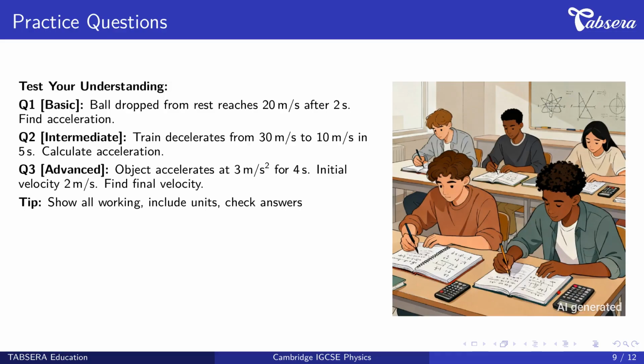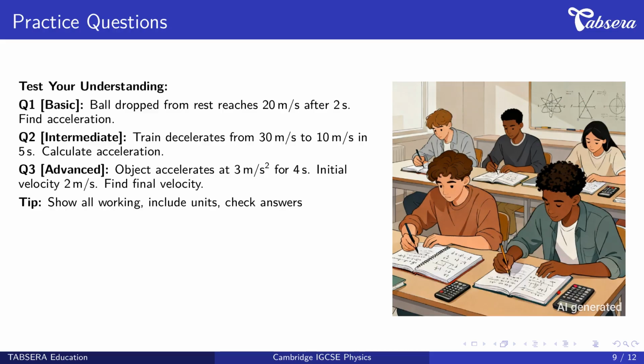Now practice what you've learned with these 3 questions. Question 1 is basic level. It asks, a ball is dropped from rest and reaches 20 meters per second after 2 seconds. Find the acceleration. This tests your understanding of the basic acceleration formula with simple substitution.